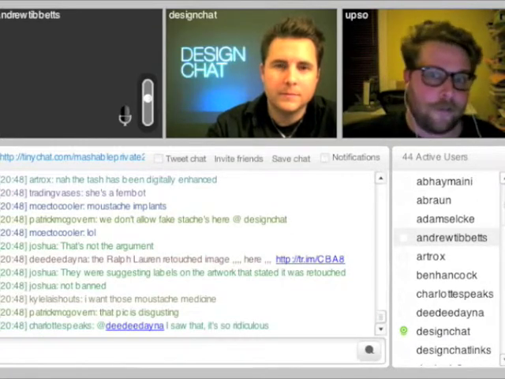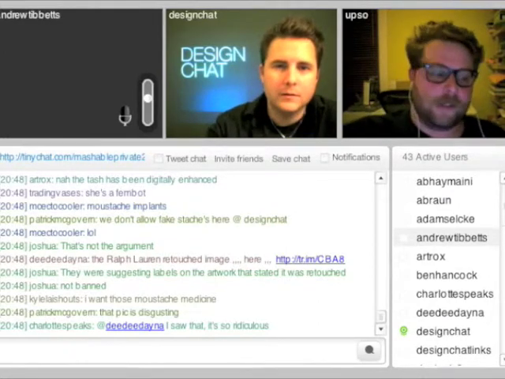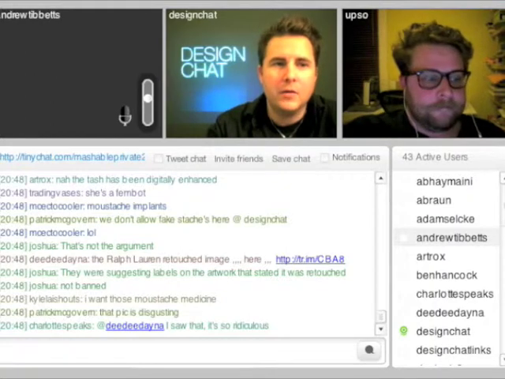He's not Photoshopping people to make them look skinnier or whatever, but he's using the same tools. Right, right. So to start prejudicing against that, pretty scary.